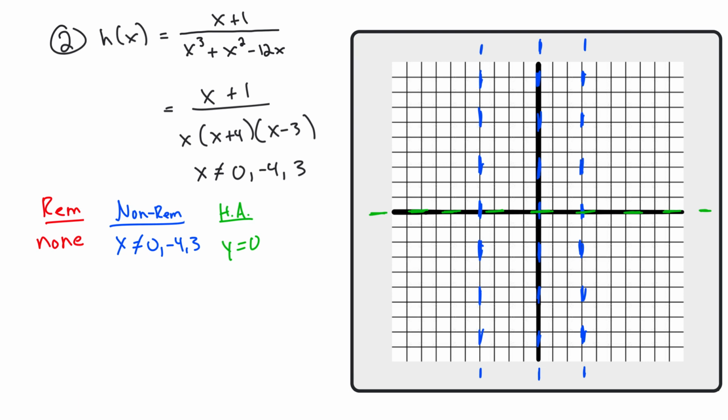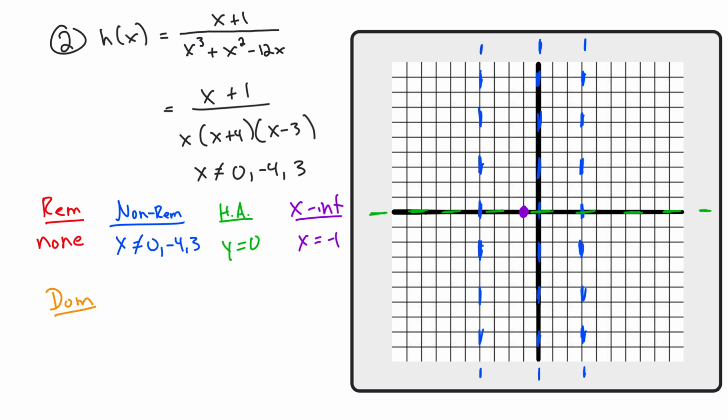And then I can do the x-intercepts. The x-intercept is, there's only one of them, x equals -1, which is right here. There's my x-intercept. Okie doke. And then let's just do the domain for funsies.